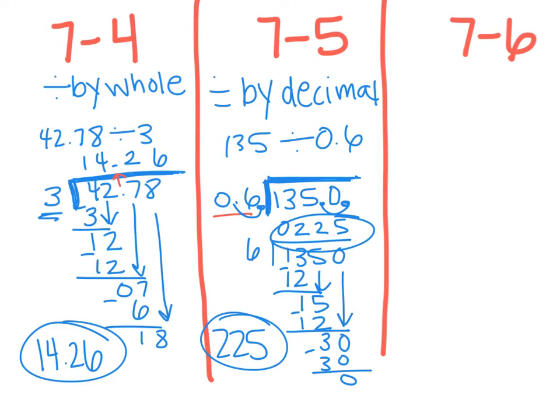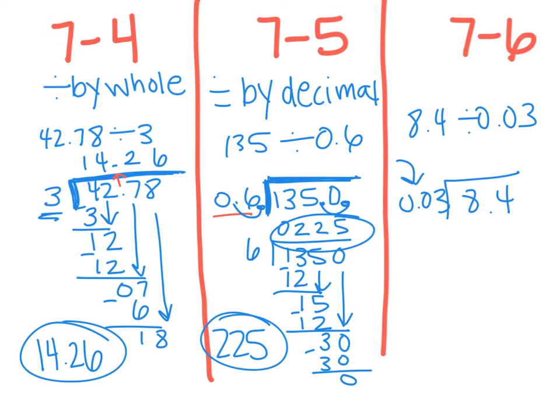Then finally in 7-6, we had a decimal inside the house and outside the house. So that would be something like 8.4 divided by 0.03. So I'm going to set it up like this, and I'm only worried about the decimal on the outside because I can have a decimal inside my little house, but not outside. So I need to move it to the right twice to get rid of that. So I need to do the same thing to the inside. So I have 840, and now just a whole 3.